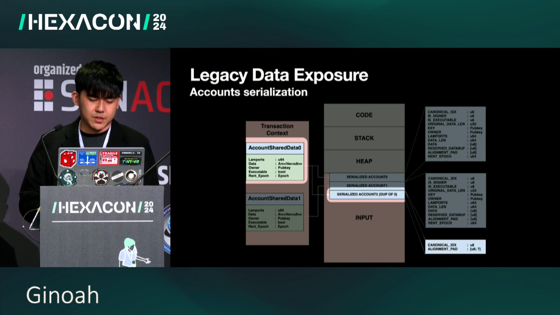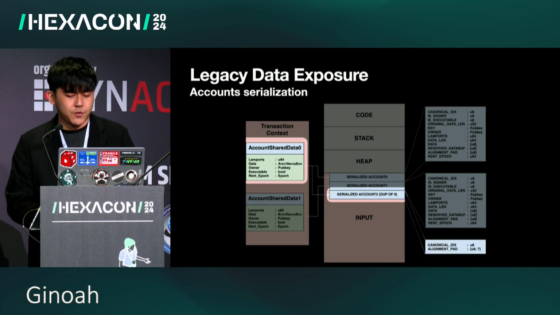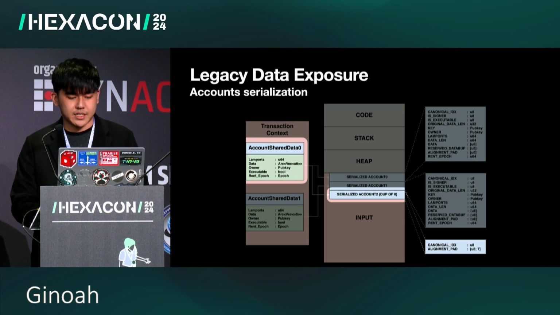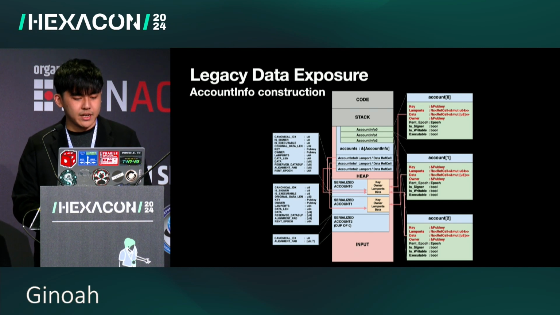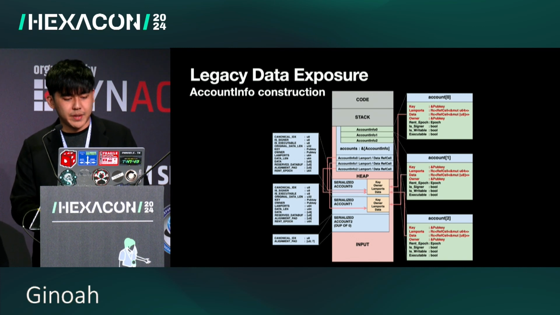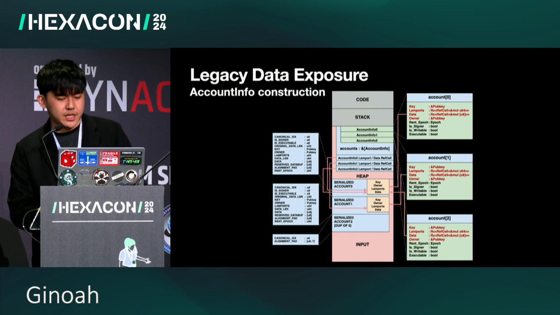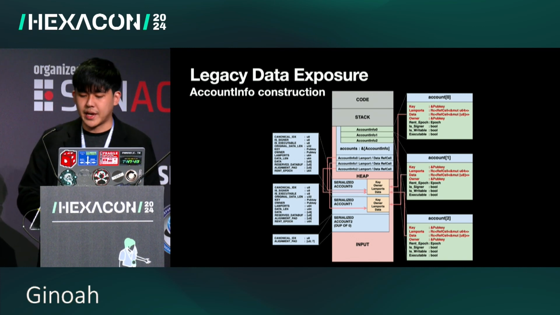If the instruction includes the same account more than once, for example, account 0 is included twice, then account 2 is created as a reference to account 0. After loading the accounts into the memory, the account info structures are reconstructed from the serialized data. This is done to make life easier for the contract developer to interact with the accounts passed into the VM.